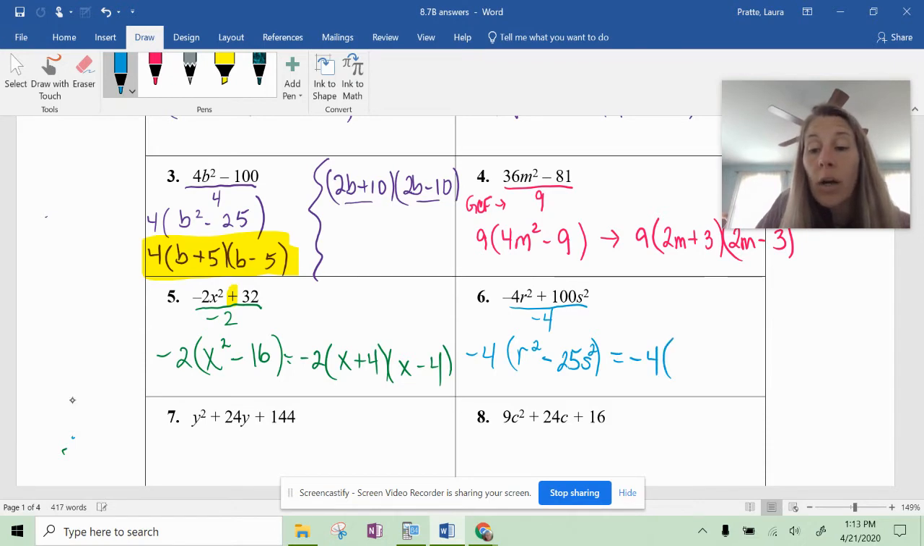Then, because r squared and 25s squared are perfect squares, you can then finish factoring this because there's the minus sign in the middle. So you have r and r, plus and minus, and then 5s and 5s.